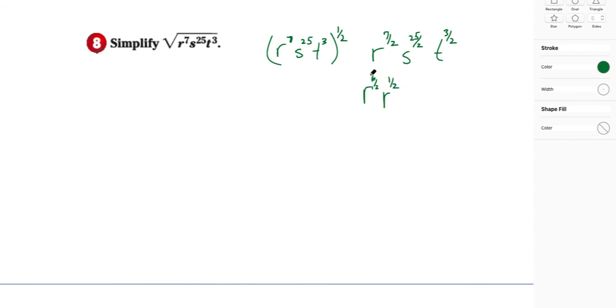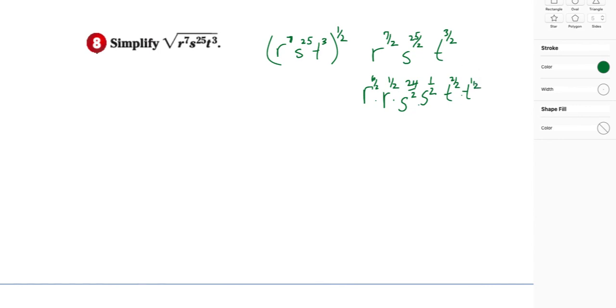So what I'm doing is making a distinction of what can become a whole number, and that's not underneath a radical when I'm done. And then similarly, this would be 24 over 2. That's s to the 24 over 2 times s to the 1 over 2. Remember, we add the exponents, so this is all equivalent. And then finally, t to the 2 over 2 times t to the 1 over 2.